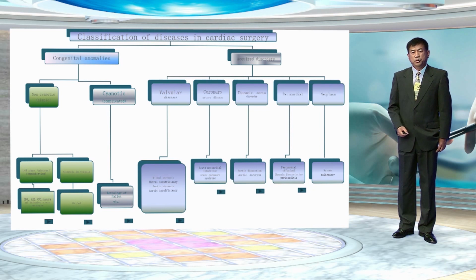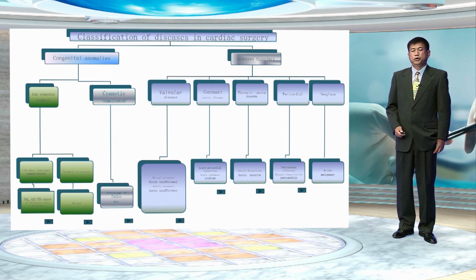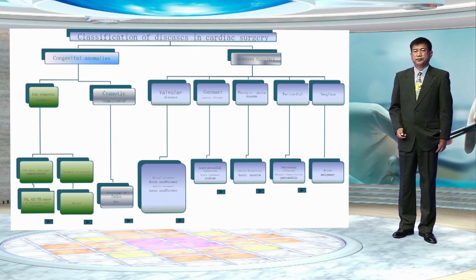These diseases include patent ductus arteriosus, that's called PDA, atrial septal defect, ASD, and ventricular septal defect, VSD. For stenosis, the commonly seen disease is pulmonary stenosis. In cyanotic disease, which is much more complicated, usually the patient is cyanotic. The typical example is the tetralogy of Fallot.